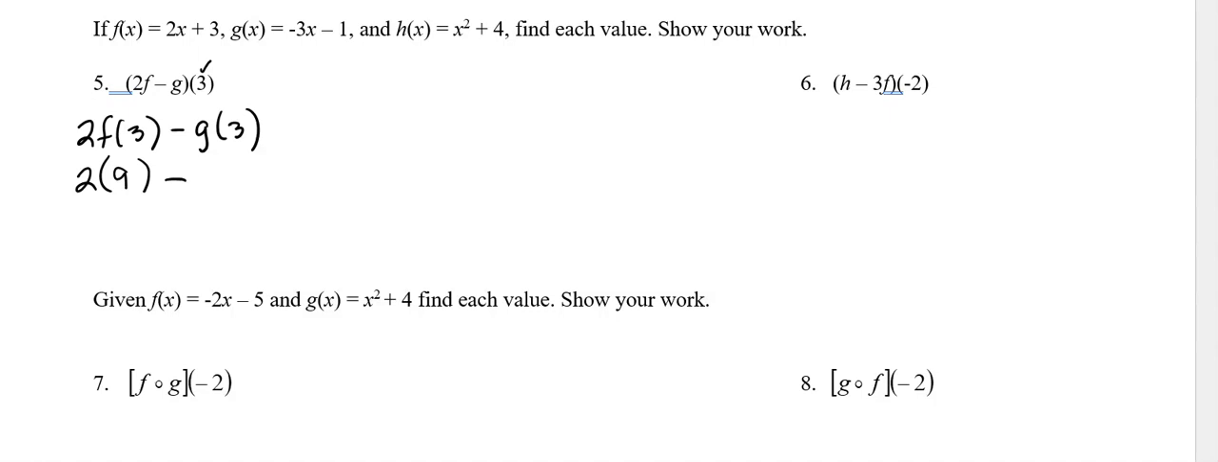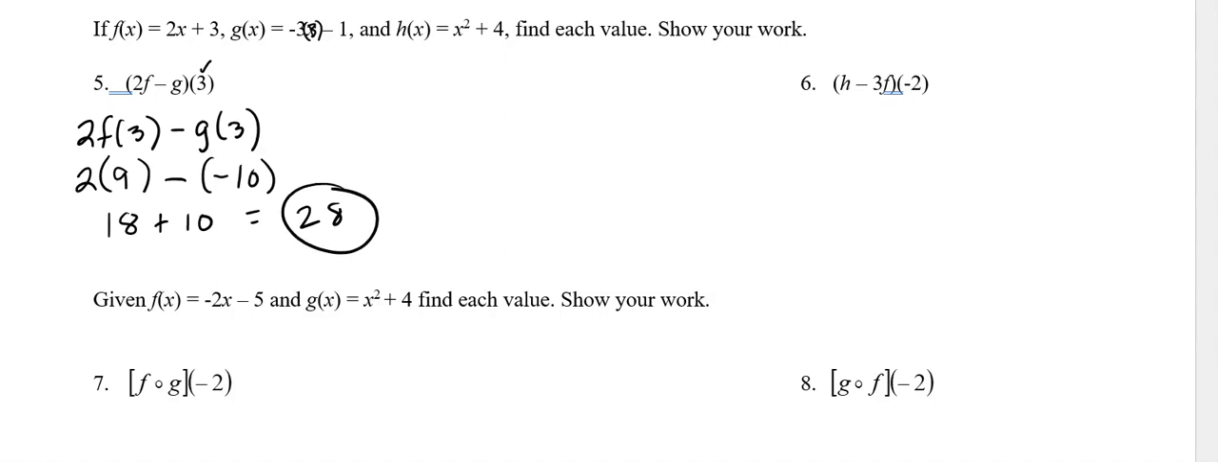So if I let x be 3 in this g function, I get negative 9 minus 1, which is negative 10. So 2 times 9 is 18, and then subtracting negative 10 is really adding 10. So my answer for number 5 is 28.